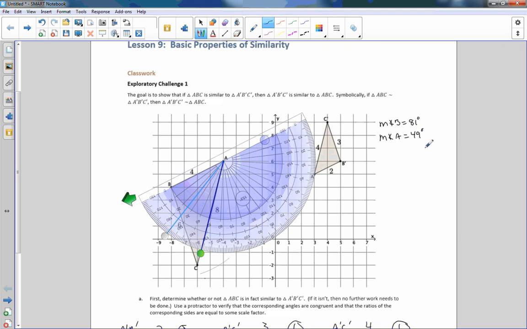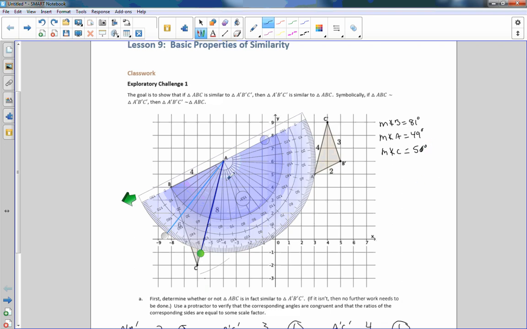Now I'm not going to measure angle C. I'm going to use a theorem that we learned this year, the triangle sum theorem. And there's 180 degrees in a triangle. So if I just simply add these two, I get 130 degrees. Well, I need another 50 to make 180. So now I know measure of angle C must be 50 degrees. So I'm just going to get rid of that and write that. The measure of angle C equals 50 degrees.